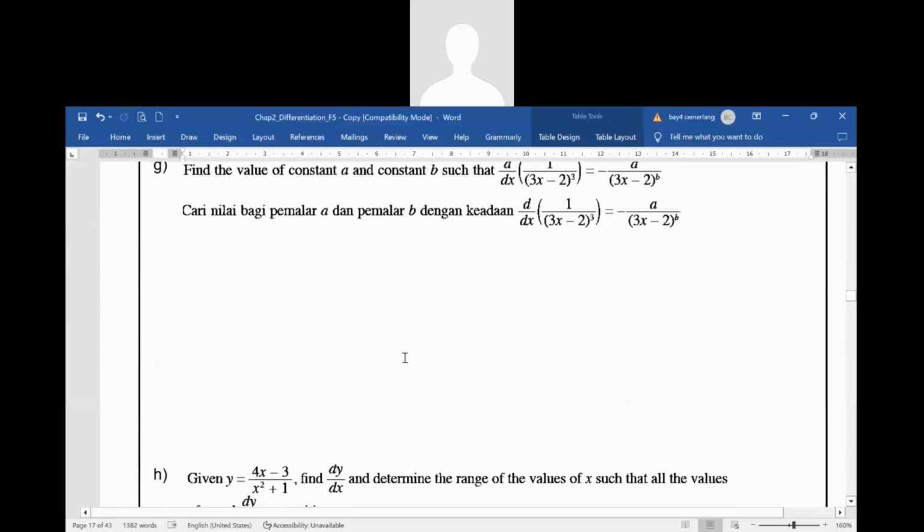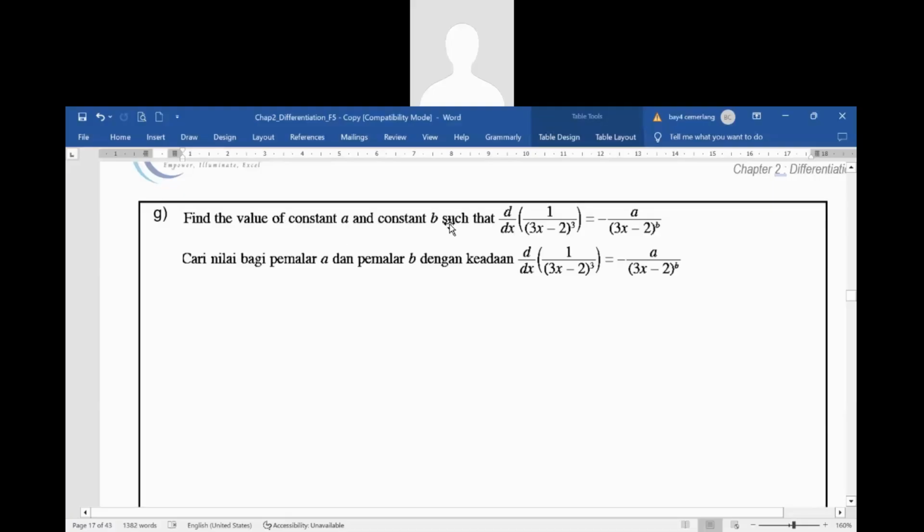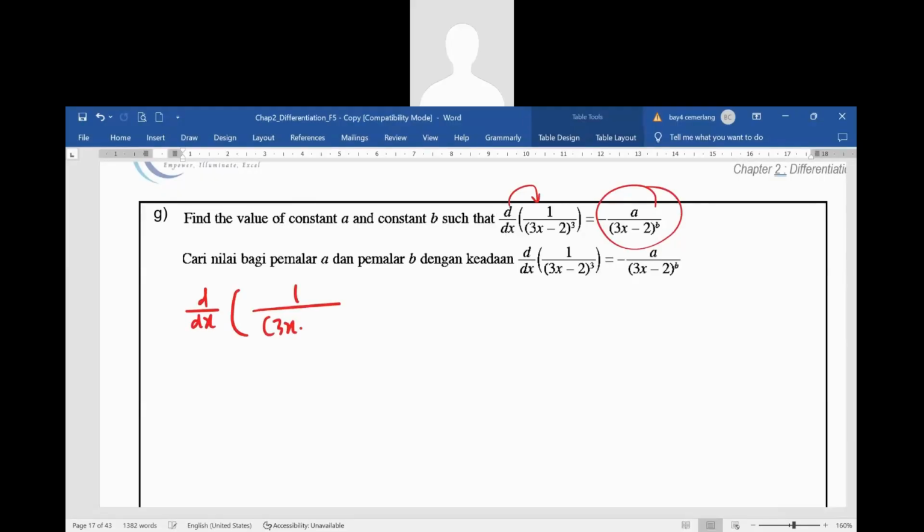All right, next. Find the value of constants alpha, A and B such that when you differentiate this, you get this. So we do our own differentiation, and then we compare with this answer. What do we have to differentiate? We need to differentiate 1 over (3x minus 2) cubed. When you do this, what do you get? We change the form first. Bring the denominator up, so it becomes (3x minus 2) to the power negative 3. When you differentiate this, you will get negative 3 times (3x minus 2) to the power negative 4.